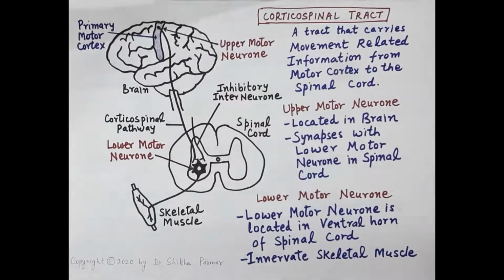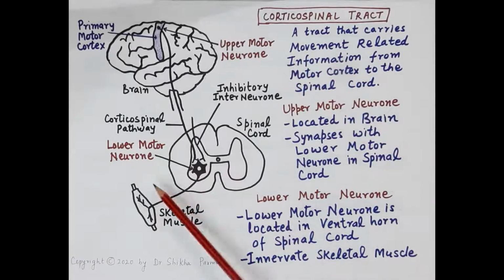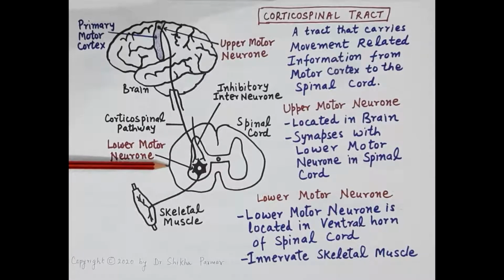In order to understand the pharmacology of centrally acting muscle relaxants, it is very important for us to understand the functioning of the corticospinal tract. Now, this is the diagram that shows the corticospinal tract. The corticospinal tract is formed of two types of neuron, the upper motor neuron and the lower motor neuron. The upper motor neuron is located in the primary motor cortex in the brain, while the lower motor neuron is located in the spinal cord.